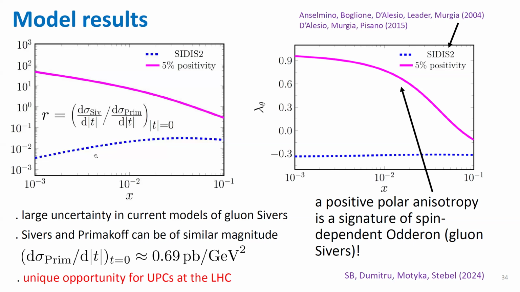Then taking this R function, we can compute the polar anisotropy, and I'm showing here again the results in the two models, and you can see how either as a function of x, or using different models, you can change sign. So this sign change will be a signal of the spin-dependent Odderon as well.